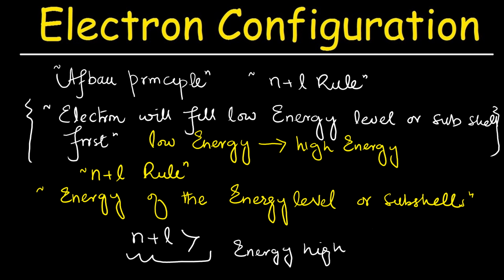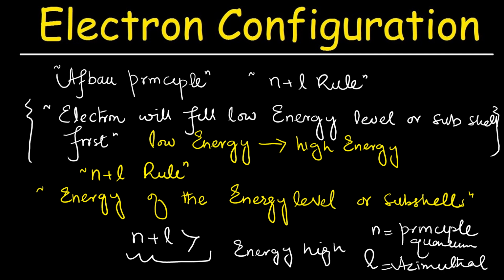N is basically the principal quantum number, whereas L is the azimuthal quantum number. So we will determine the value of the principal quantum number and azimuthal quantum number, and on the basis of these values, we can determine the energy of subshells.